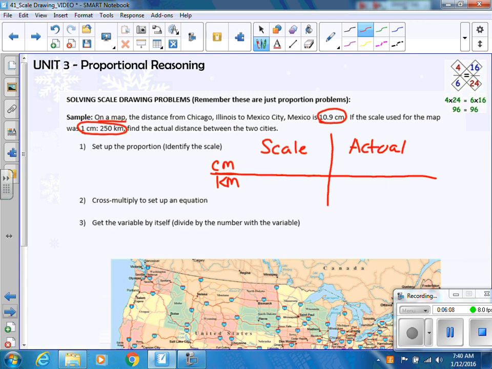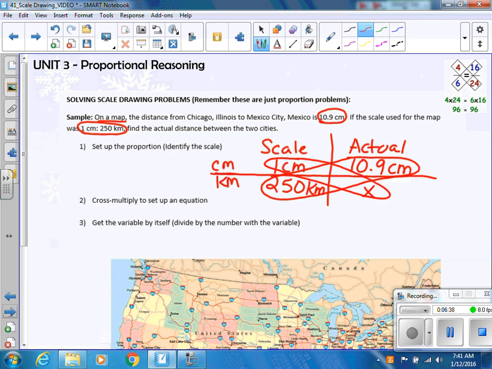First thing you do, plug in your scale. It's given to you. 1 centimeter equals 250 kilometers. And then look at the other actual, what's given to you. I have centimeters, 10.9 centimeters. And I don't know, I'm trying to find the actual distance in kilometers. The next thing we have to do is set up our equation.